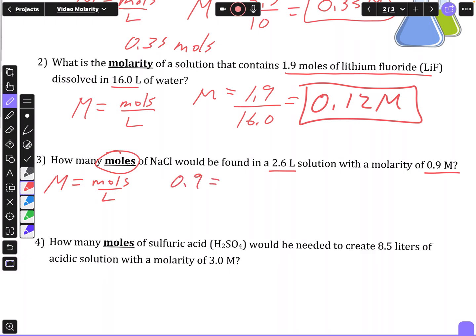And for moles, I'm going to put an X in just because I'm used to doing algebra solving for X. That's my unknown. My liters is 2.6. And then when I get to this, it's just an algebra problem to find my moles. I would need to multiply both sides by 2.6. They cancel on this side.